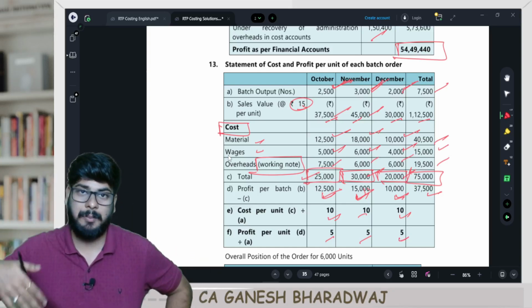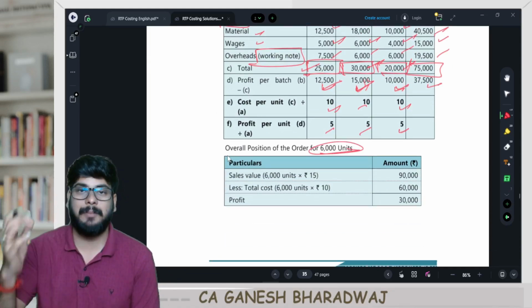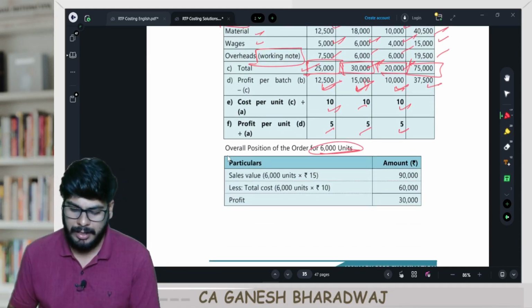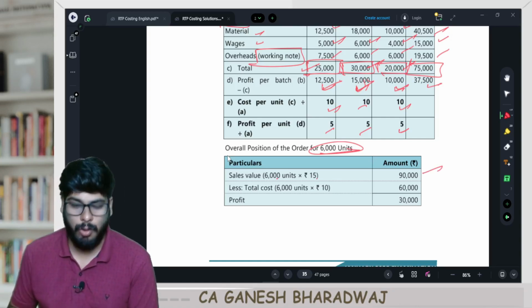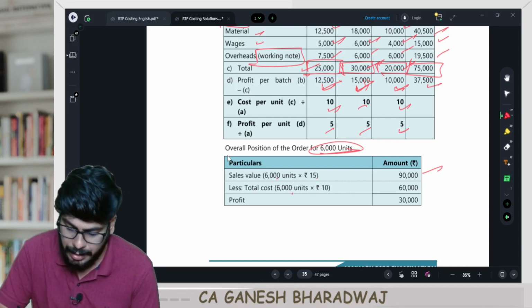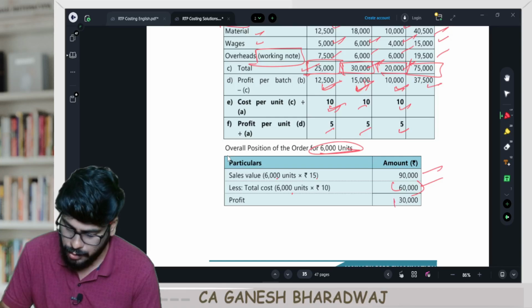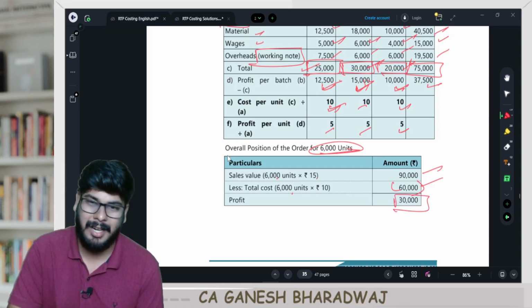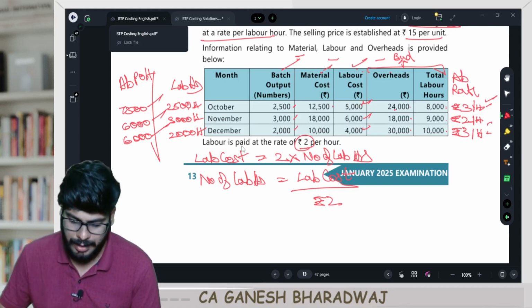Month wise, we have prepared the batch cost sheet, and now they've asked, suppose the company is taking up an order of 6,000 units, what will be the sales value? 6,000 into 15, 90,000 rupees. What will be the total cost? 6,000 into 10 rupees. This is the cost per unit. It's going to be 60,000 rupees. And what's going to be the profit? You reduce it, you get 30,000 rupees. Are you clear with this? Fairly a straightforward sum. And that's about this particular question in your batch costing.